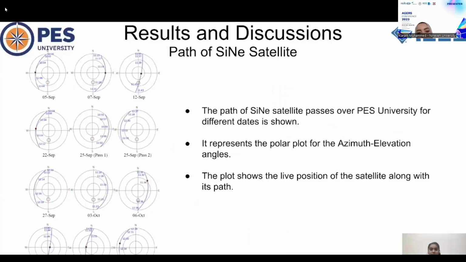I am Chaitra. I will be discussing the results of the proposed model. The path of the science satellite over PS University for different dates is shown in this figure. It represents the polar plot for azimuth and elevation angles. The plot shows the live position of the satellite along with its path.